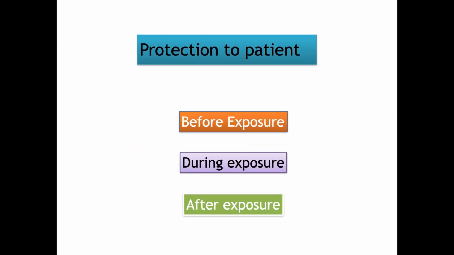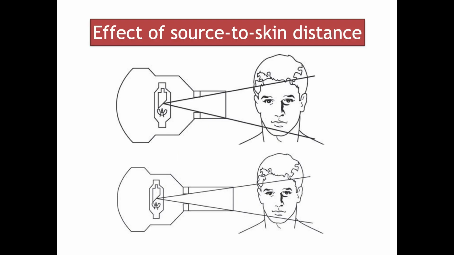Moving over to protection to the patient, they are in three stages, which are before exposure, during exposure, and after exposure. The parameters that are considered before exposure are an ideal filtration, collimation, and a position indicating device. Based on the effect of source to skin distance, a long PID of 16" is preferred over a short PID of 8" because of less divergence of X-ray beam as shown in this pictorial representation.